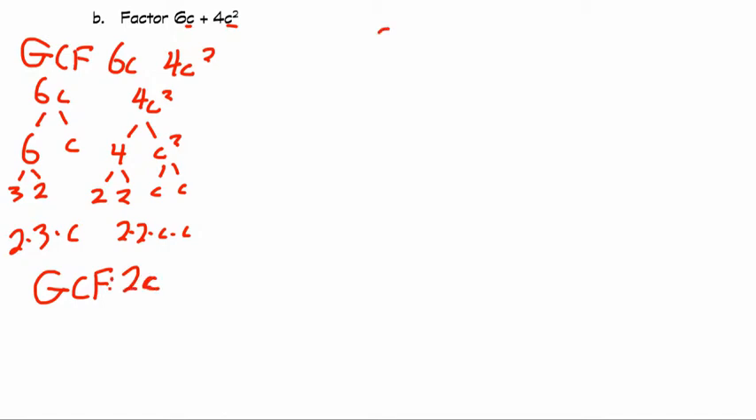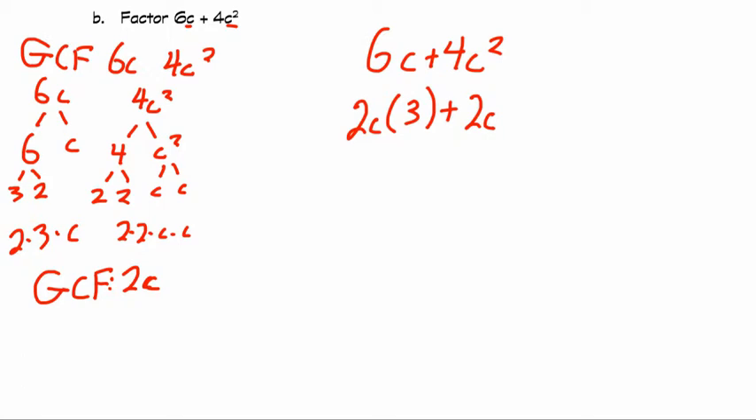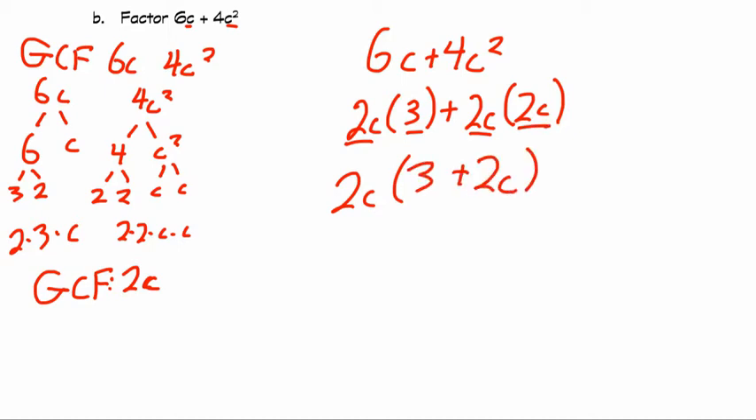So we want to rewrite our original expression with the greatest common factor pulled out. So 2c, 6c divided by 2c gives us a 3. 2c, 4c squared divided by 2c gives us 2c. So we take this number out to the front, and inside the brackets we put in what is left, a 3 plus 2c. So our answer is 2c times 3 plus 2c.